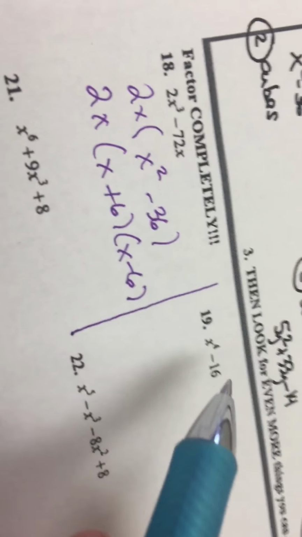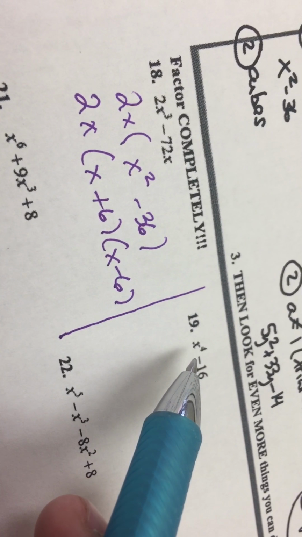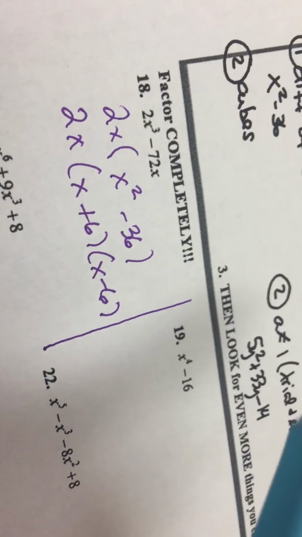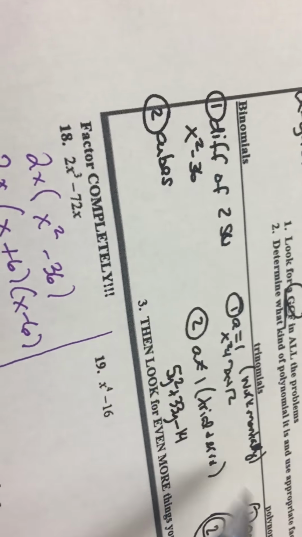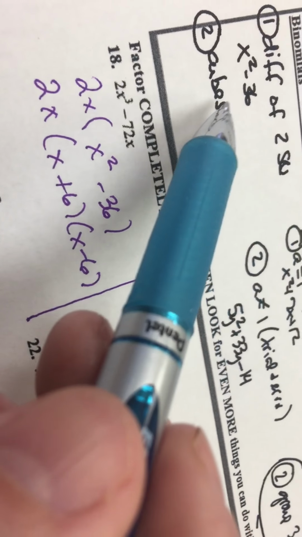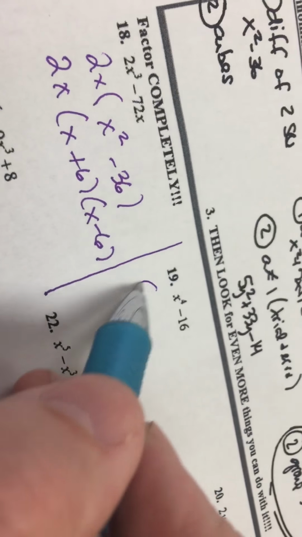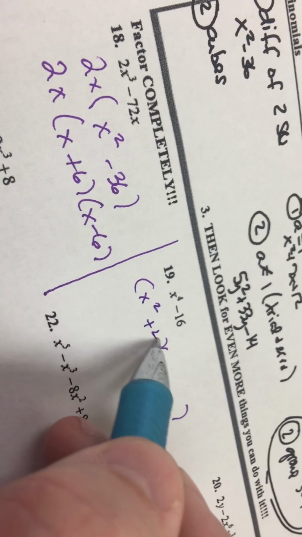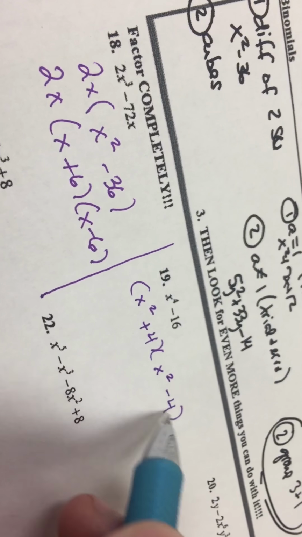All right, number 19, always look for a GCF first. It doesn't have one. We get to skip that step. So then after GCF, you decide which of these 6 factoring techniques. So this is a binomial and it fits the pattern of being a square. So what gives me x to the 4th is x squared plus 4 and x squared minus 4.